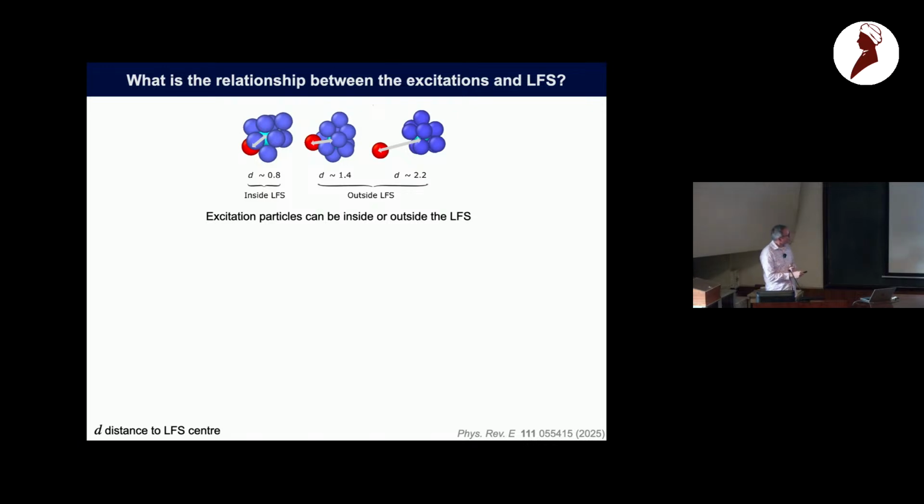So what we have is that if we could measure this a little more carefully, then the red particles here are excitations, and we're going to measure D, which is the distance between the red particle and the center of the local structure. D less than 1 means it's actually inside the local structure, and then when it gets further away, D becomes larger.